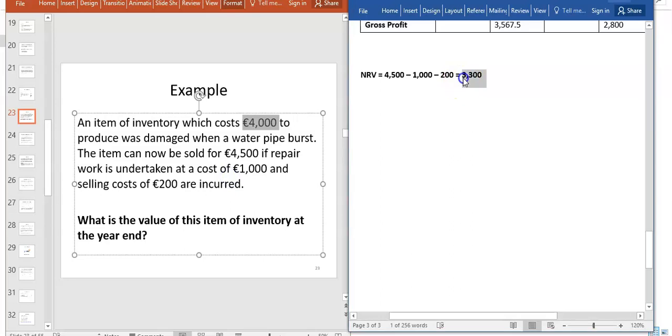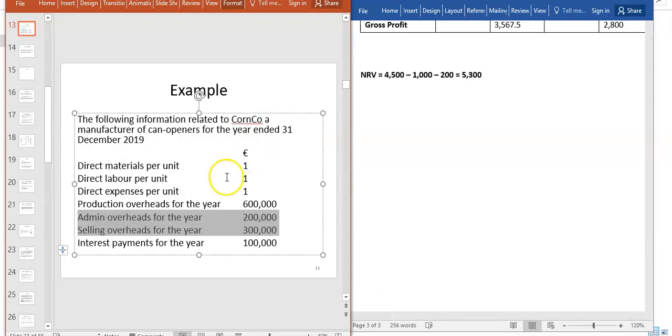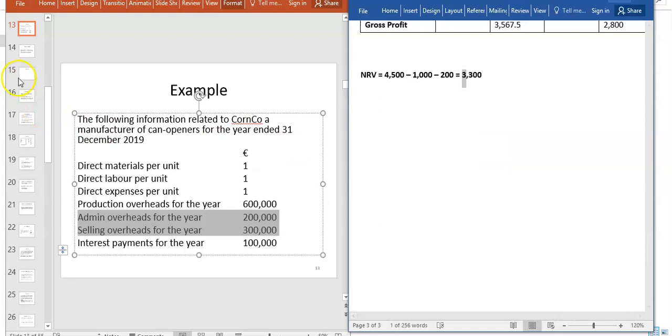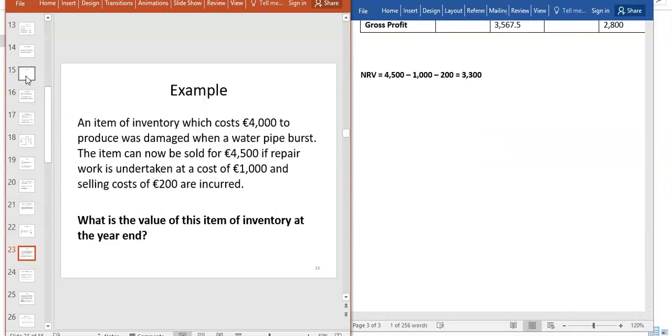If they had said that the NRV, for example, was 5,300, then you would have no adjustment. You would leave it at the 4,000. So it's only if the NRV is lower than cost would you adjust. Other than that, you will leave it as it is at cost. That's an important thing students often get caught out on. You don't always make an adjustment, only if NRV is lower than cost.